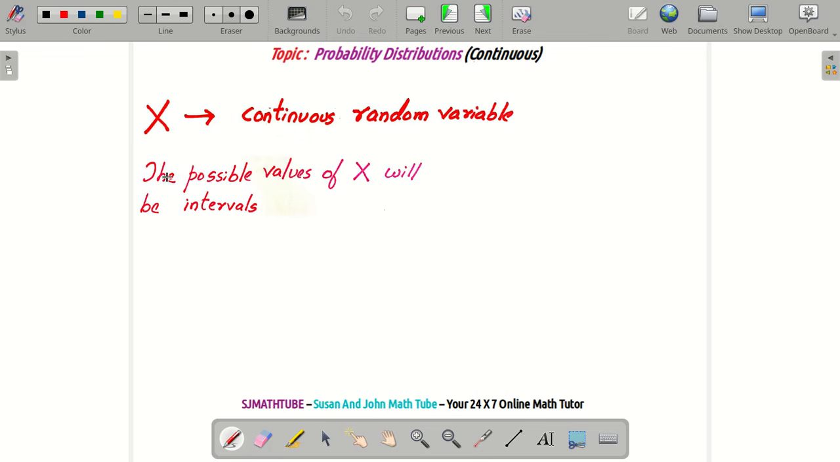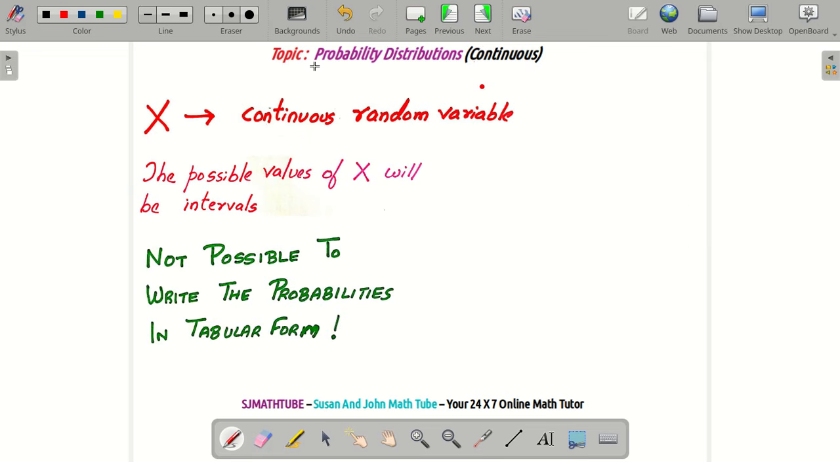So in most of the cases it will be in intervals. And another important thing, if you watch the first video in probability distribution, you will notice that discrete probability distributions can be listed, or we can write with the help of tables and diagrams. But in the continuous probability distribution, that is impossible. So don't expect a tabular form over here.